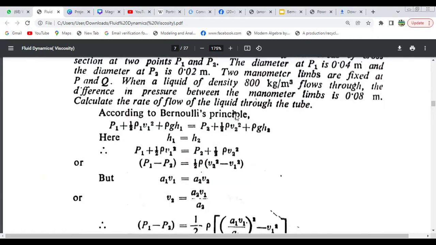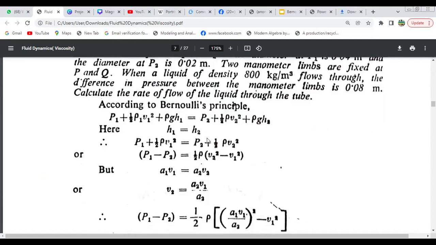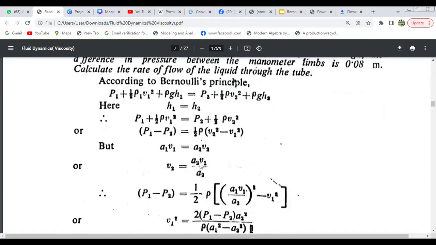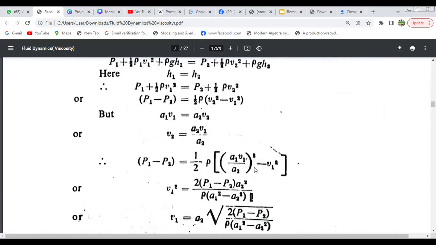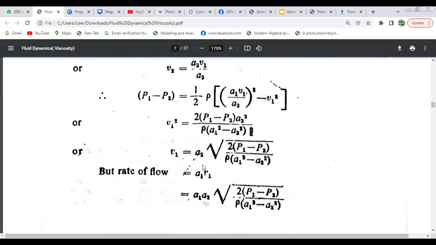Now, according to Bernoulli's principle, energy before equals energy after. This is the pressure P1, this is the kinetic energy, and this is the potential energy. So total energy before equals total energy after. Here h1 equals h2, as the height is the same. This is why you can calculate v2 equals this. Now P1 minus P2 equals, just putting the values, we get the answer.